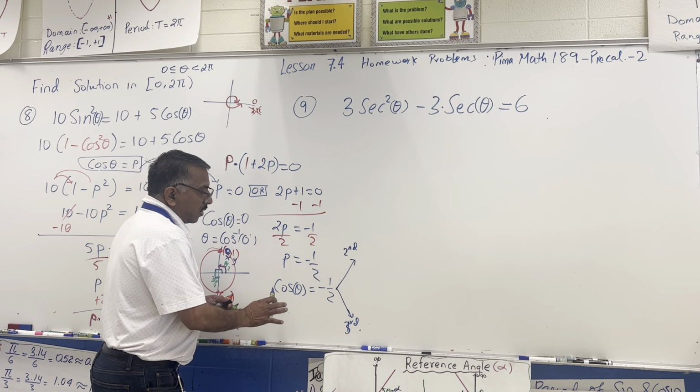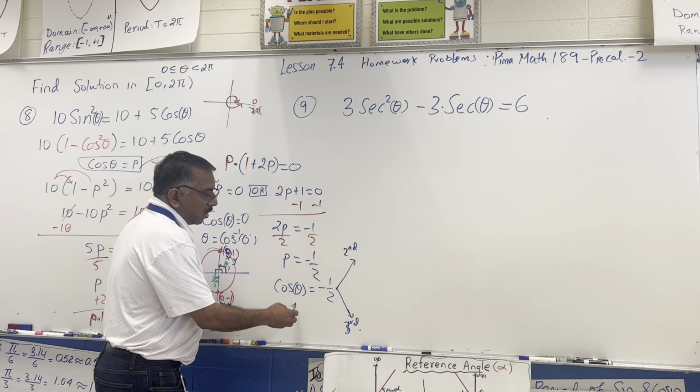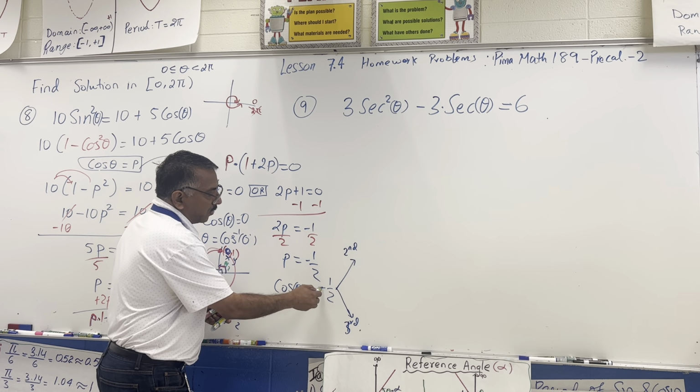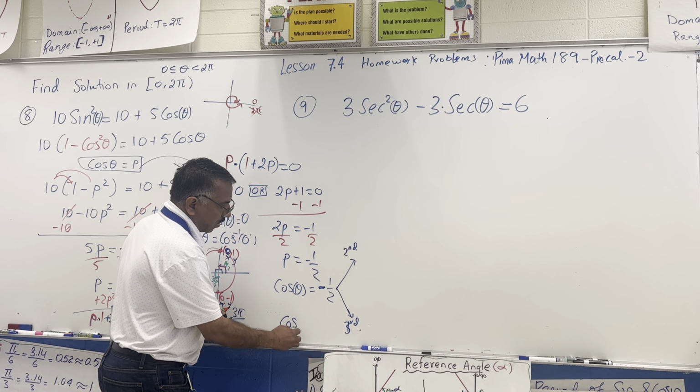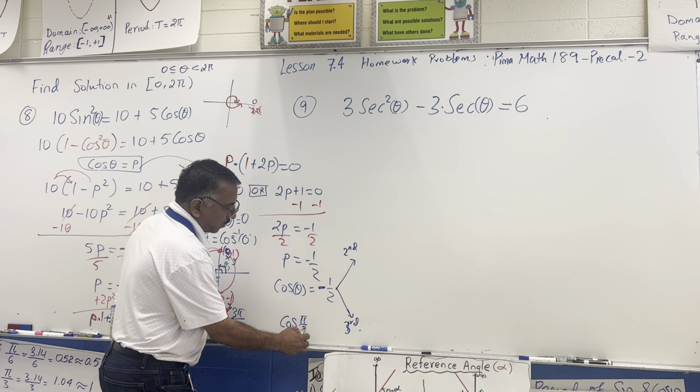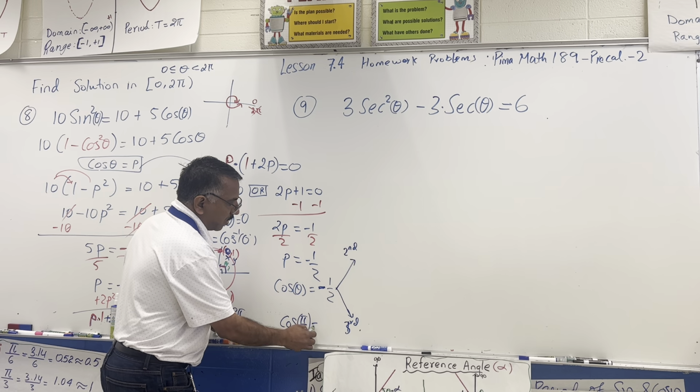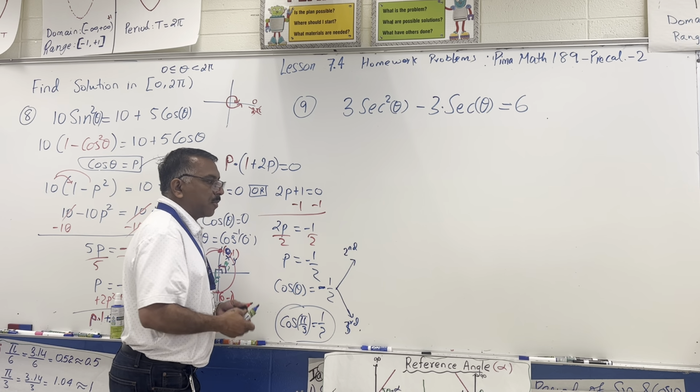Okay, but one thing we know: cosine of what angle is half? Forget this minus, we will see the angle, but at least we know cosine of pi by 3 is half. This we know, so this should be at the back of your mind.